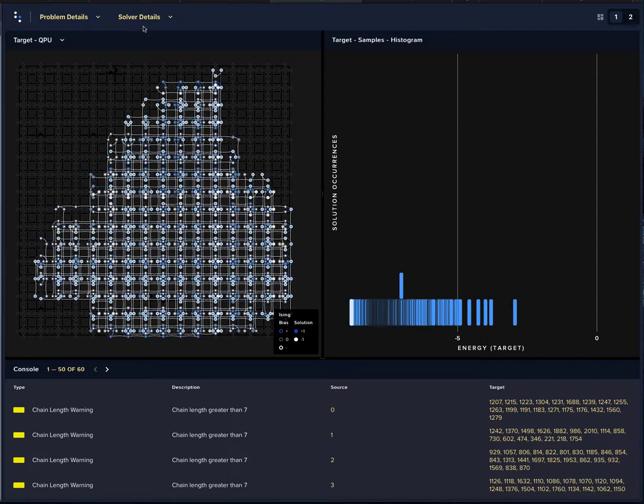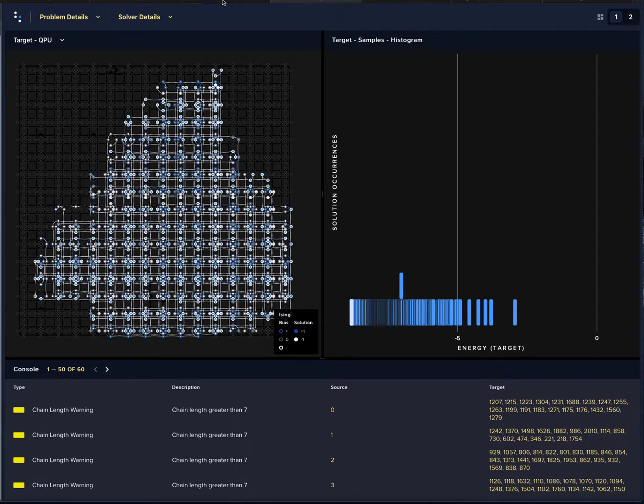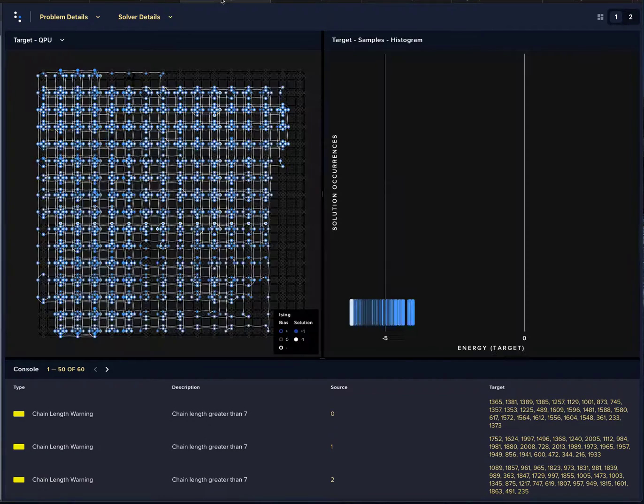I wish I could remember which one it was, and I would do it all the time, but I didn't do much. I kept the chain strength at 1. It just happens to be a nice loading of the problem. So this one's going to give us lots of good answers. Let's take a look at this one.